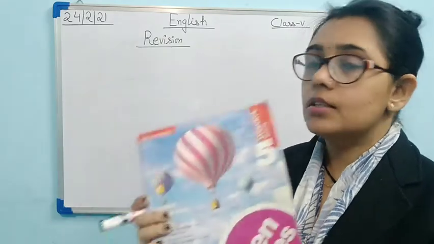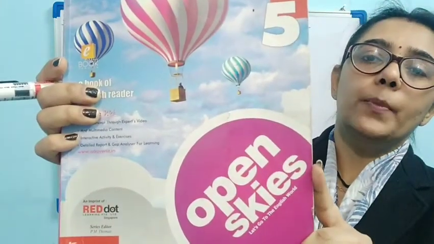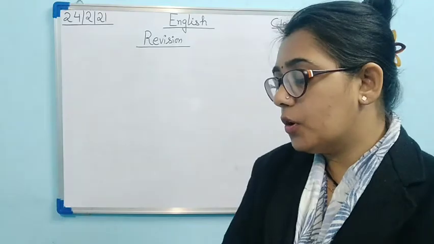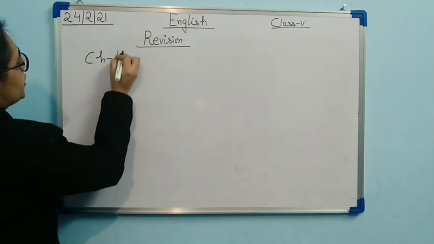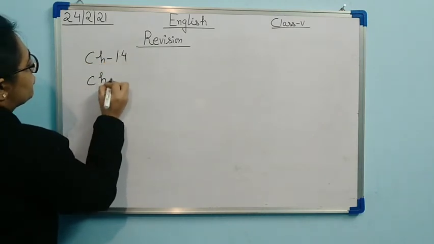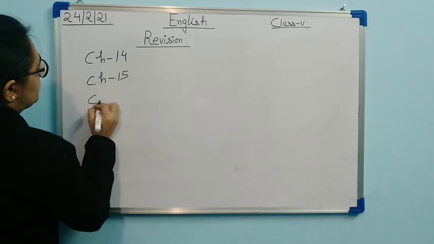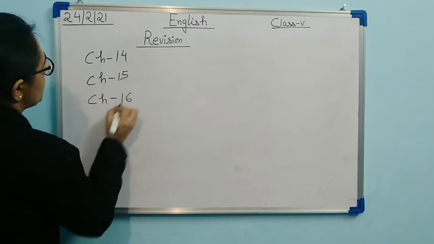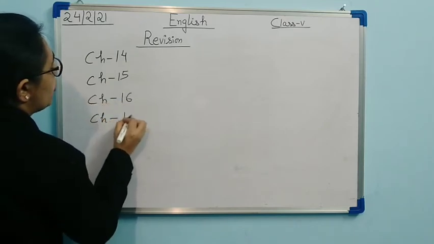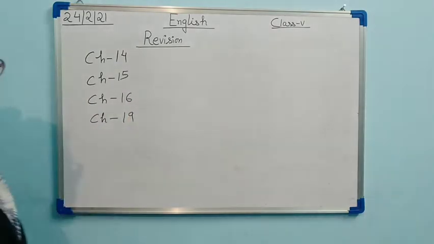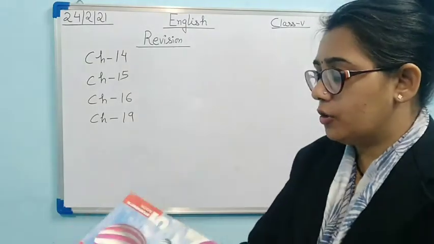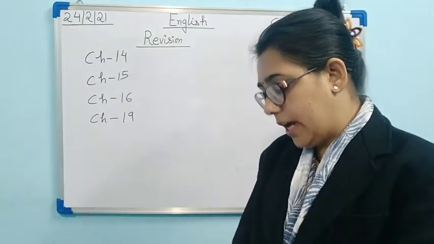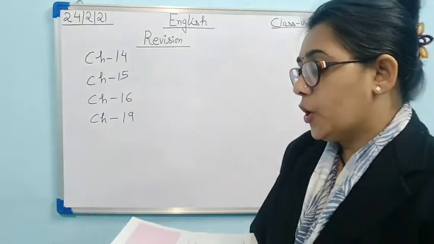This is your English literature book, your Open Skies book. Take out this book and first let me write the syllabus here: chapter 14, chapter 15, chapter 16 and chapter 19. We have only 4 chapters and we are going to revise them one by one. So first of all, take out your Open Skies book and open chapter 14.